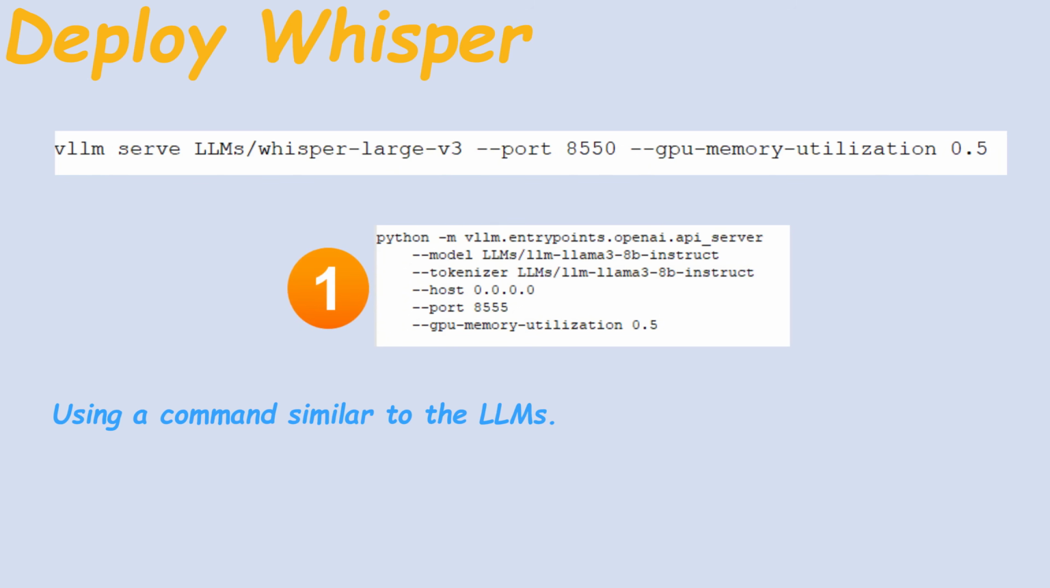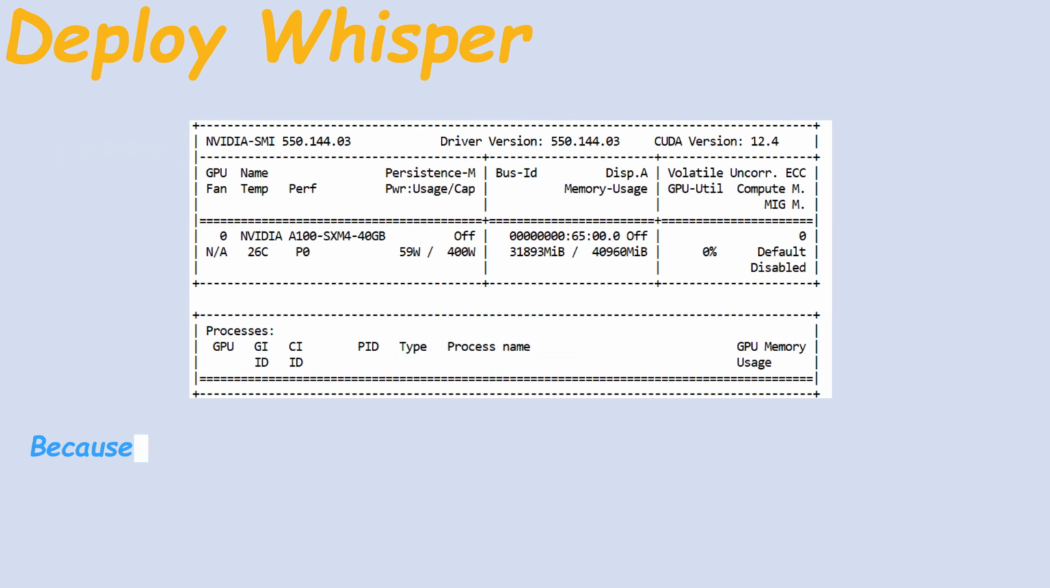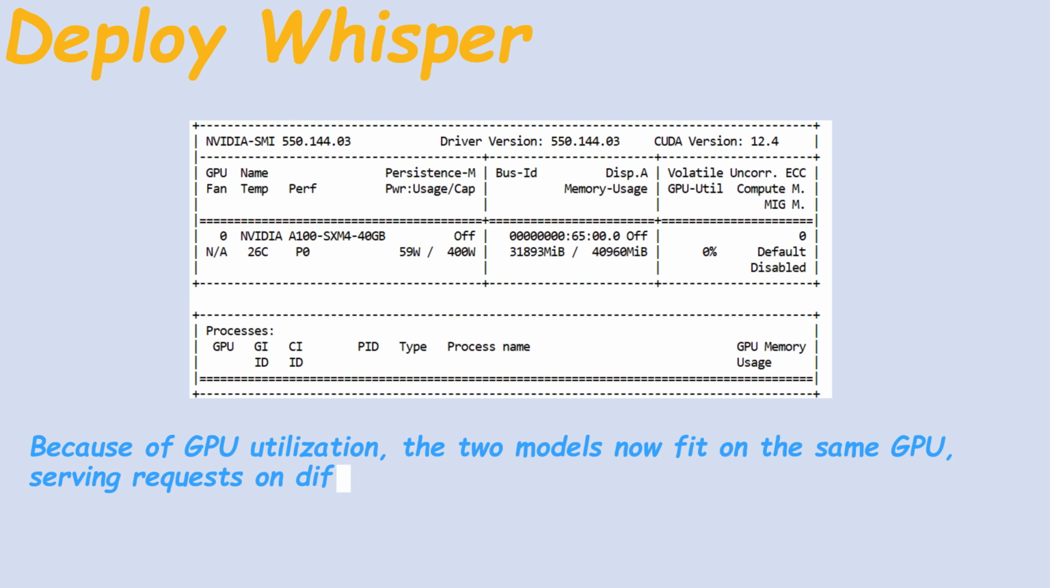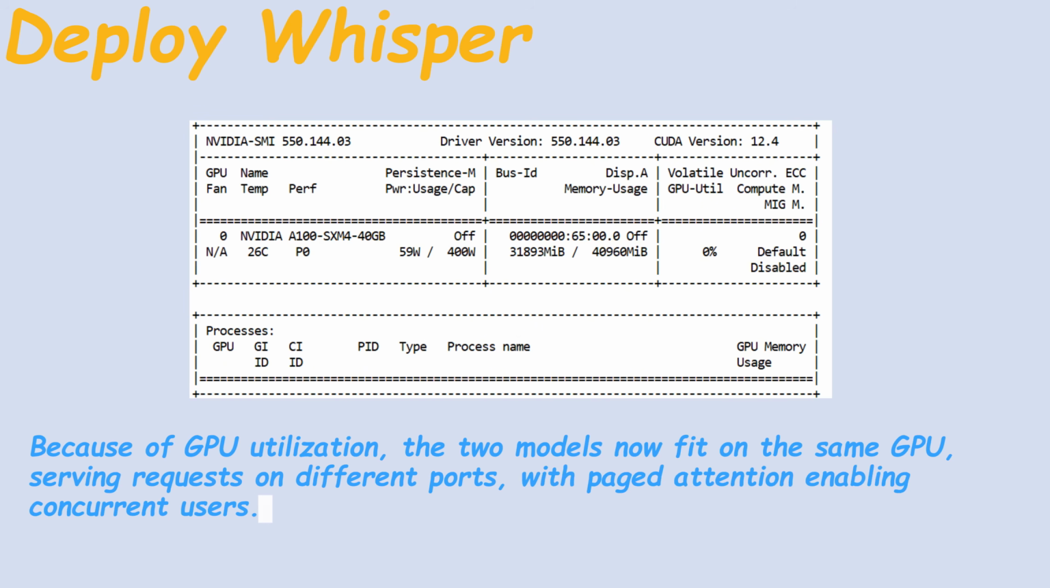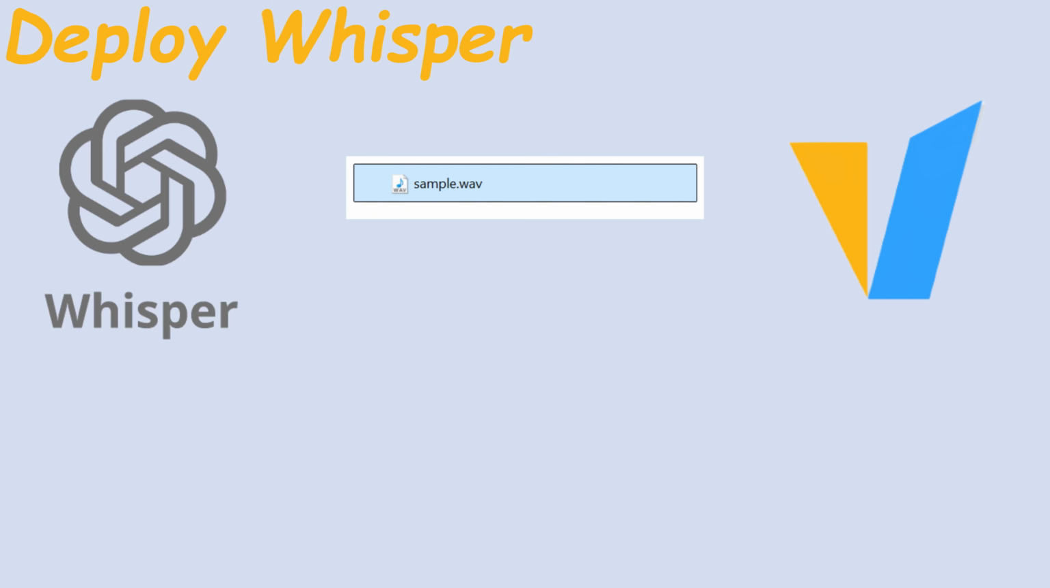Now we have two models, one large language model and a Whisper model, running on the same GPU because of GPU utilization. Checking the GPU, it shows that the two models are currently deployed and utilizing almost two-thirds of the GPU. Let's check this example for using the Whisper model via vLLM to do transcription. Here is a sample of the audio file.